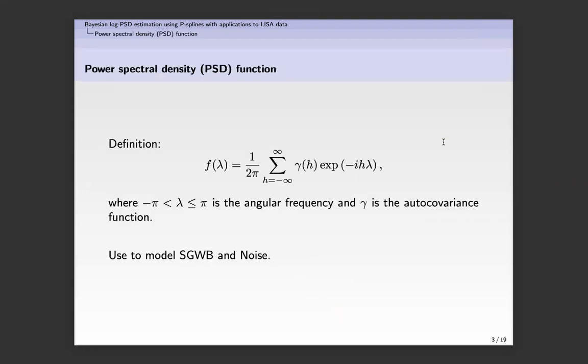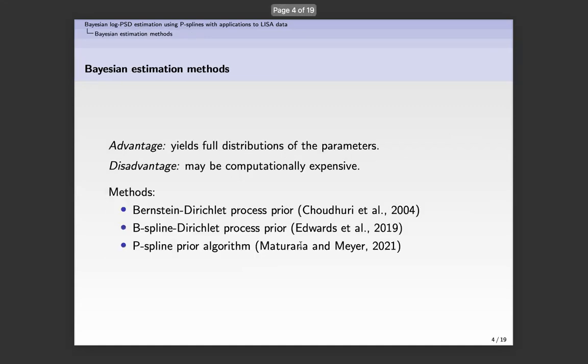So in this presentation, I will talk about the Bayesian method to estimate the power spectral density function, and then I will show you some applications. The power spectral density function is the Fourier transform of the autocovariance function. This function is used to model the stochastic gravitational wave background and also the instrumental noise. So that's why its estimation is important. The advantage of Bayesian methods is that they yield the full distribution of the parameters, and the disadvantage is that they may be computationally expensive.